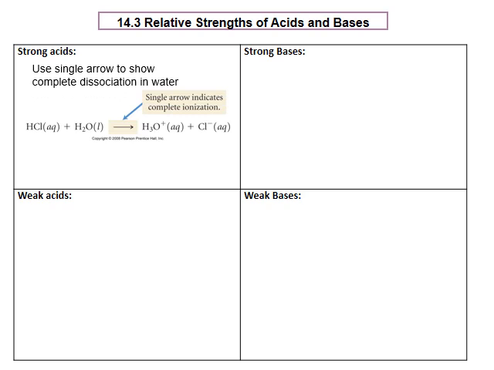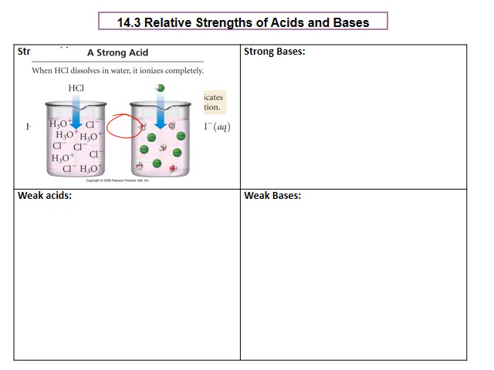HCl, hydrochloric acid, is an example of a strong acid. When we write the equation for its dissociation in water, we use a single arrow to indicate that the reaction goes essentially to completion. The equilibrium position lies very far to the right because the value of K for this reaction is extremely large. If you were able to examine a beaker of HCl on the molecular level, you would see only H+ and chloride ions dissolved in water, and virtually no HCl molecules.